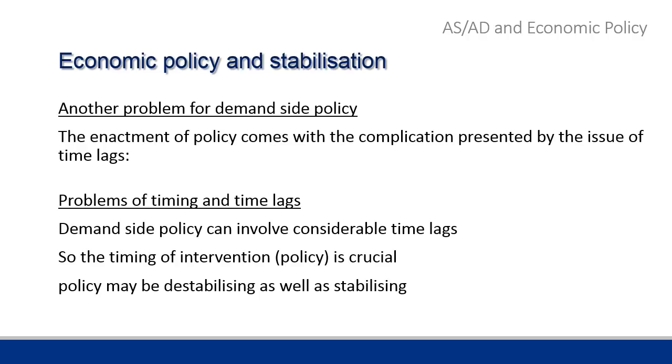Demand side policy might involve a time lag of around 6 to 7 months. So the government may increase G. It takes 7 months for that to appear in terms of output. So the timing of the intervention is crucial. In fact, if it's wrong, it's possible that the policy could be destabilizing just as much as it is stabilizing. So we'll see that in diagrams in a moment.